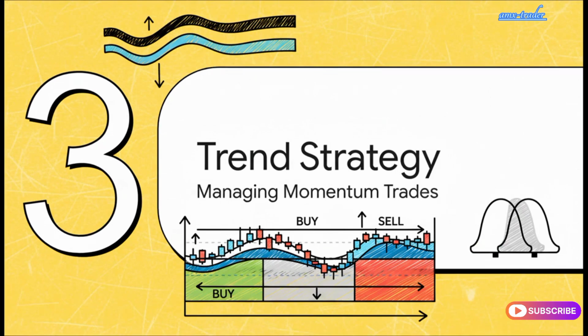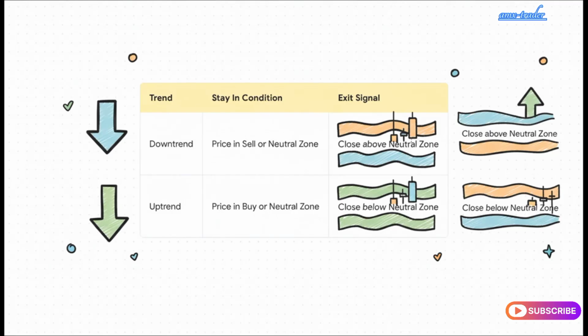All right, on to strategy number 2. Riding the trend. This is for when the market isn't ranging, it's already on the move. And with this one, the zones are less about finding an entry and much more about knowing how to manage your trade. How to stay in a winning position and, just as crucial, knowing when it's time to get out. And this is where it gets really brilliant for managing your trades.